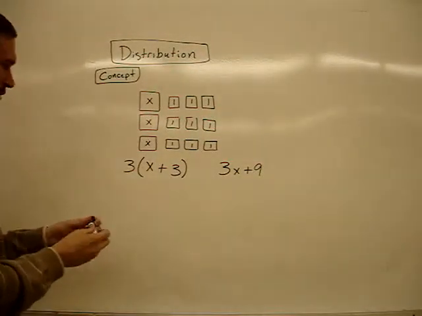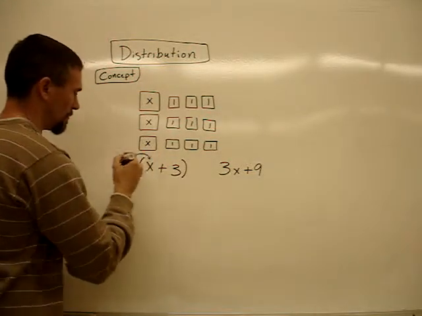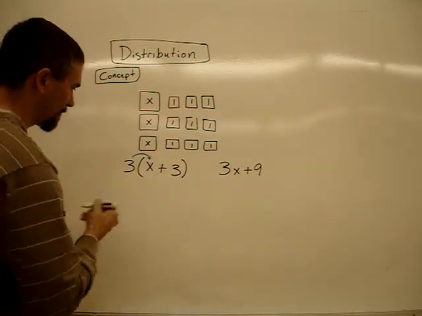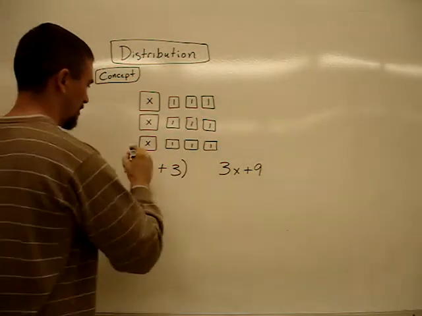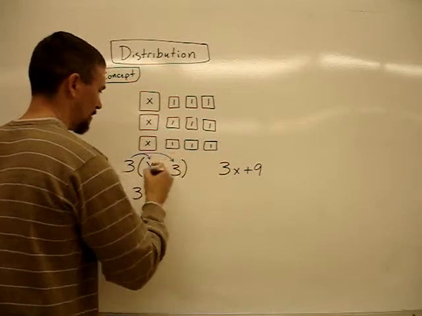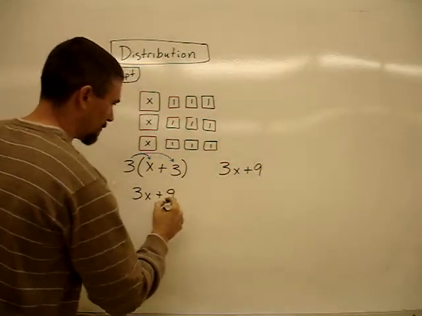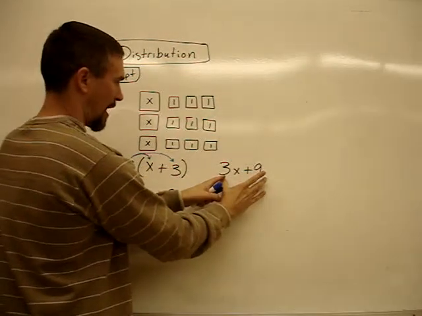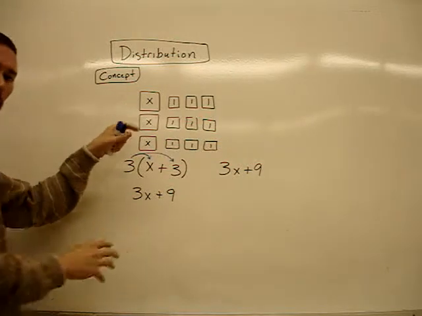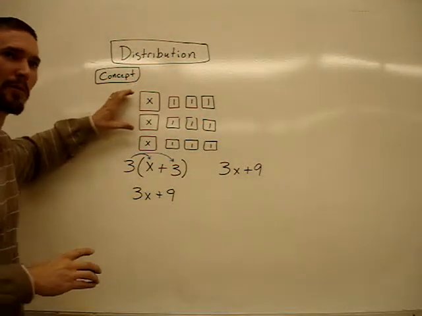Now, here's where we're going to take this. If we distribute, we get 3x, and then we distribute the 3 times the positive 3, and that's a 9. So basically demonstrating that this really is that. There are 2 different ways to look at this arrangement, and that's really what you're dealing with in algebra.